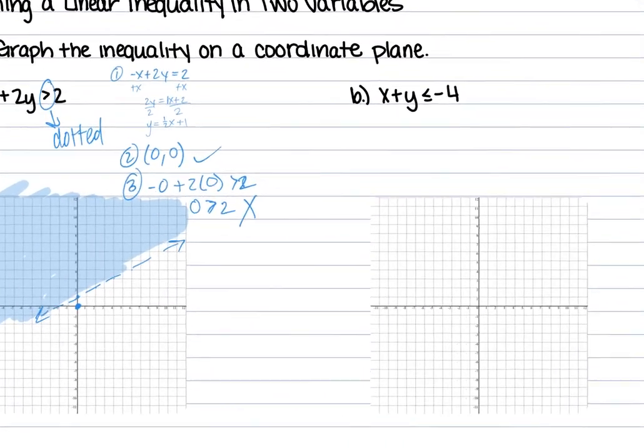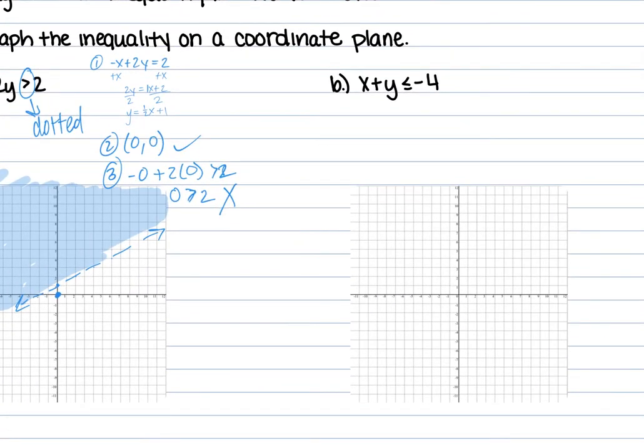B, x plus y is less than or equal to negative 4. Step number 1. Equal sign. X plus y equals negative 4. Step number, oh, nope, we're not done yet. Slope intercept form. How do I change this into slope intercept form? Kristen? Subtract x from each side. Good. What do you get? So then it's y equals negative x minus 4. Excellent. Can we graph that? Andrew, go for it.